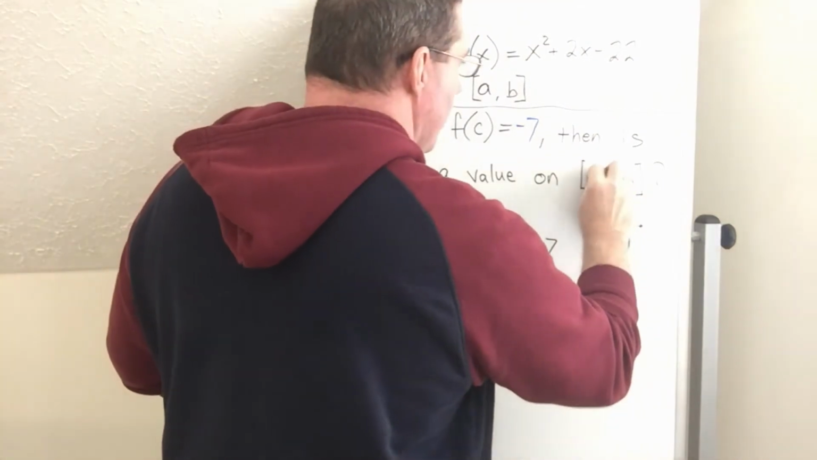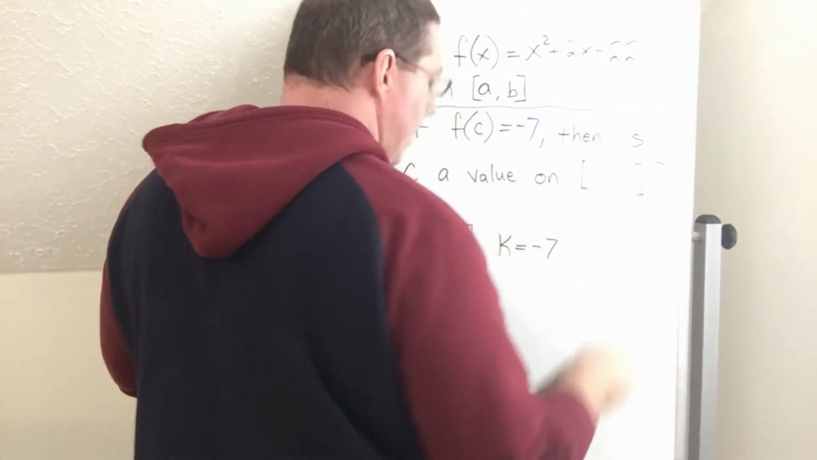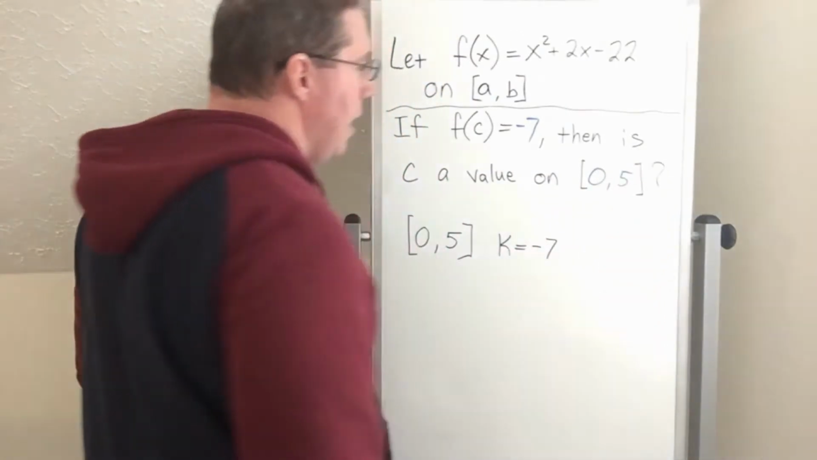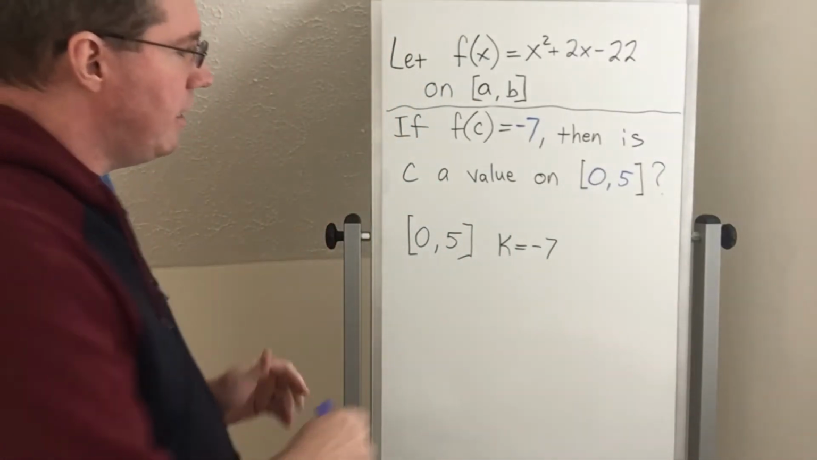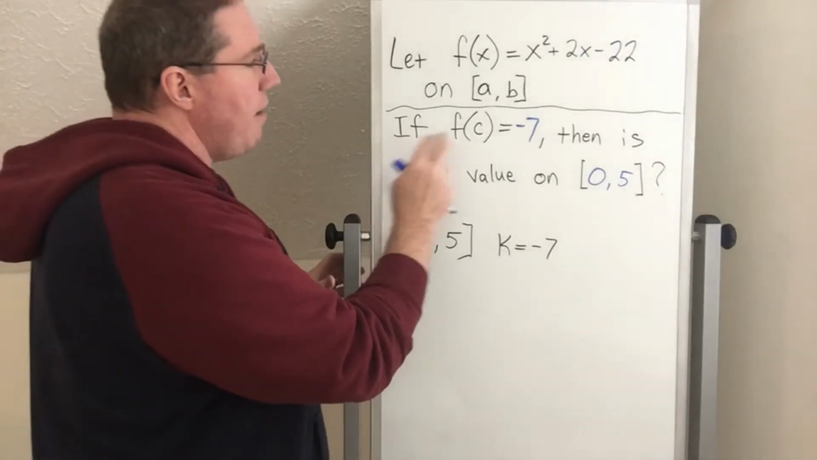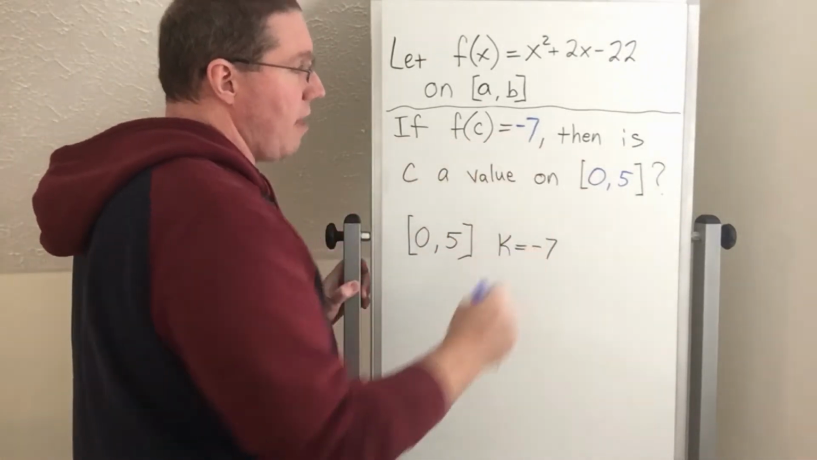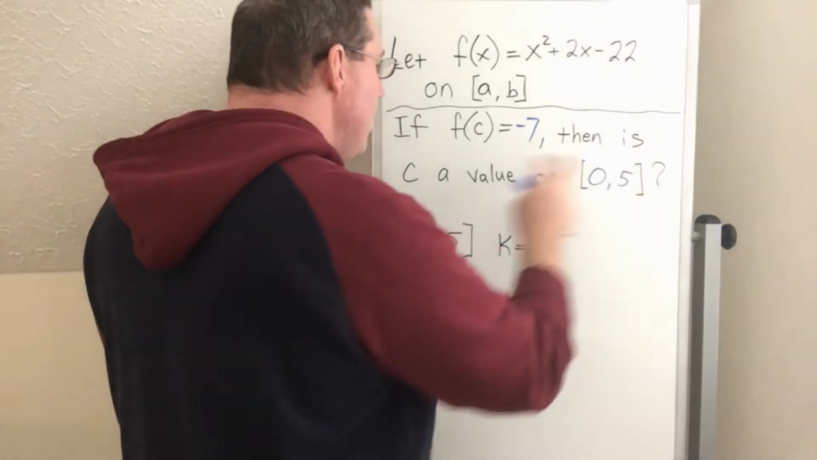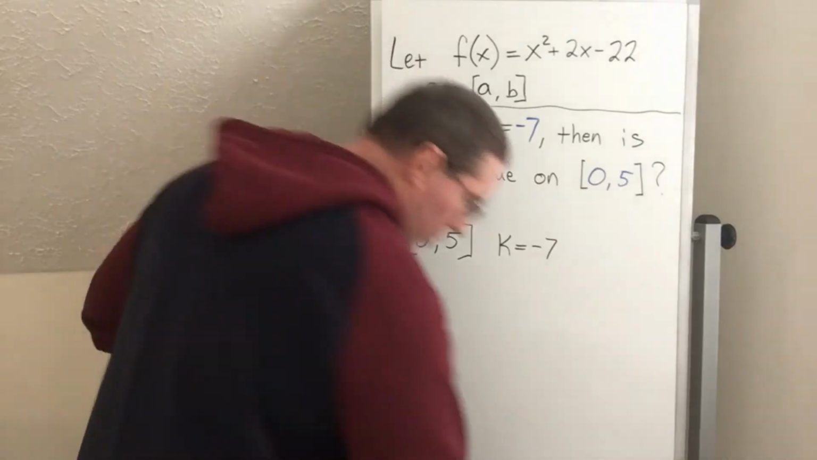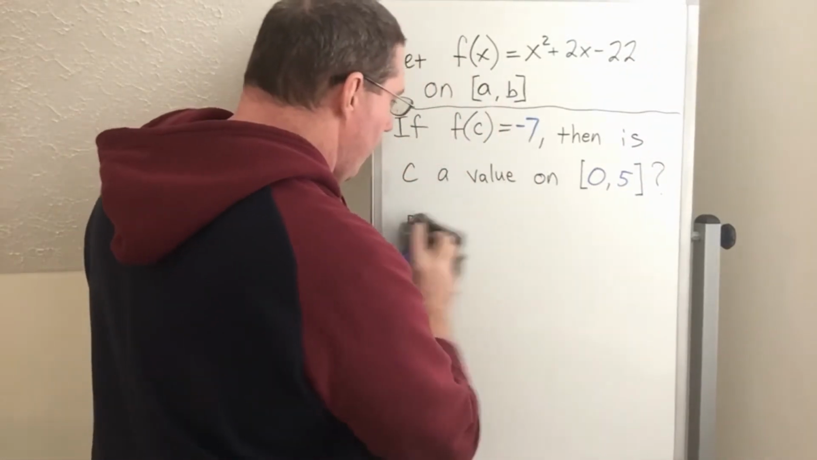And so what we might do in the problem is, instead of writing a and b, we might say from 0 to 5. And in that case, we wouldn't even need to have the supplemental information. So now what we're saying is, if f of c is equal to -7, then is c a value on the interval from 0 to 5? Okay? And so, I'm going to erase this.